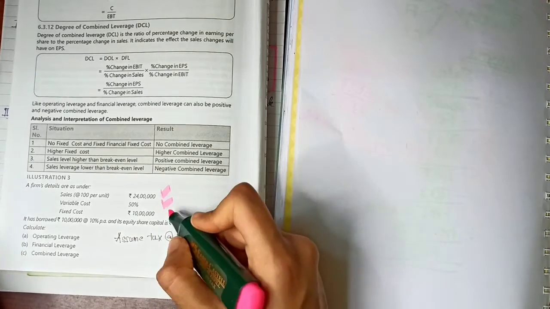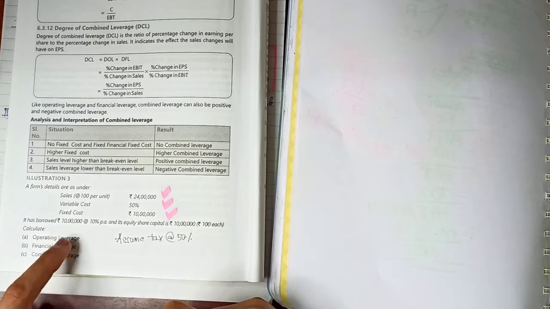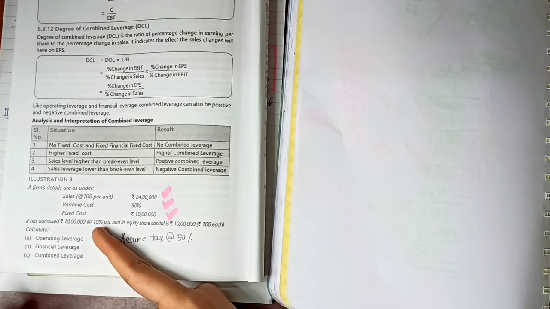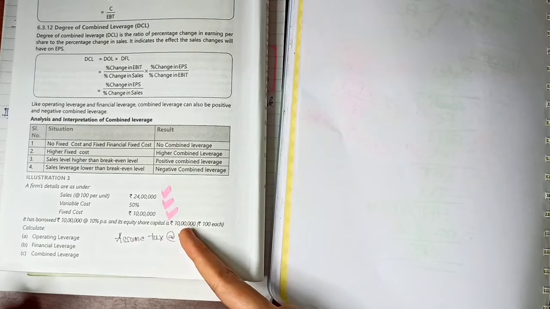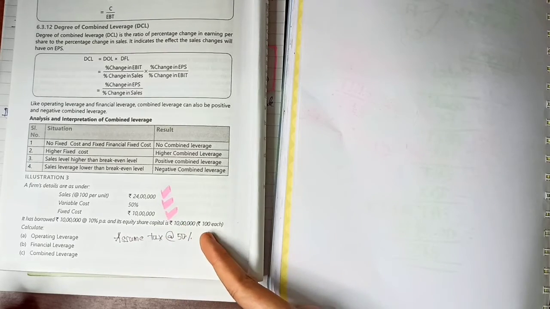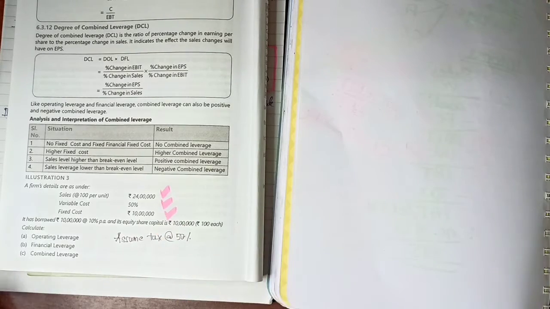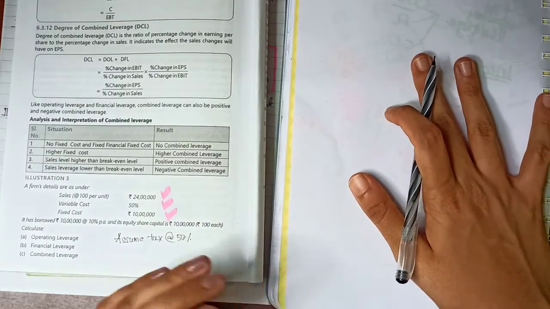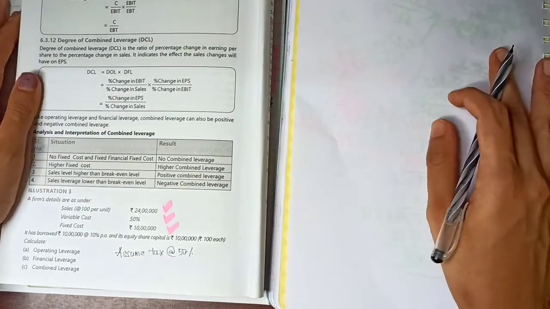Okay, and your fixed cost is 10 lakh rupees. And the company has borrowed 10 lakh rupees at 10% per annum. And equity share capital is 10 lakh rupees, 100 each, and calculate other things. So I've always told you that whenever you get the question of leverage, first bluntly prepare your income statement and then start solving your question.